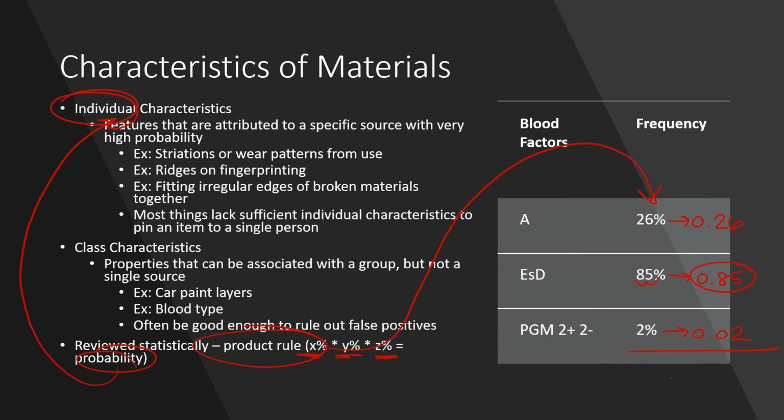By combining class characteristics, by combining different tests on different class characteristics, you can come up with sort of the next best thing to actually having individual characteristics, which are otherwise sorely lacking in evidence.